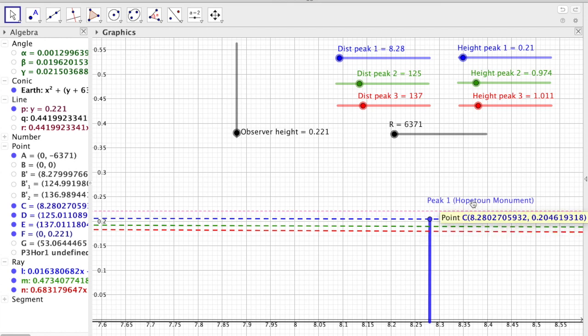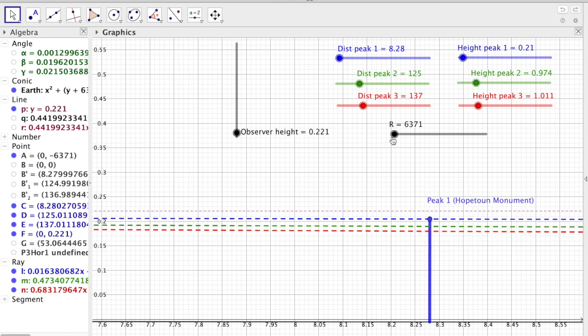Here we are at the monument, and we see that these lines of sight are color coded, so that the blue line is the straight line from the observer to the top of the monument. This green line is the straight line from the top of peak number 2 to the observer, and the red line is to peak number 3. And we see here that the green and red lines are below the blue line, which is what the photo shows.